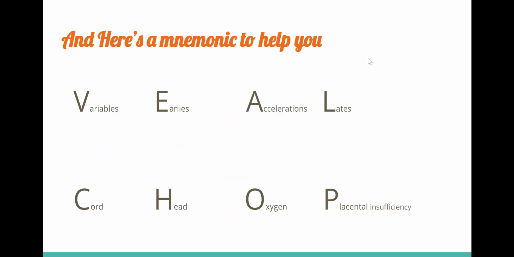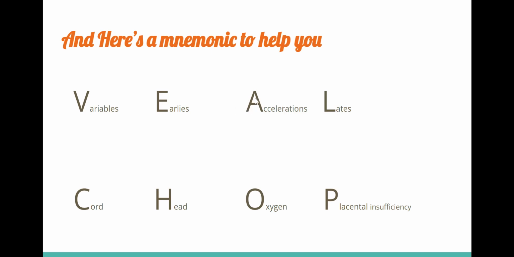Help me. Okay, so now here's the mnemonic, as I promised. Can I make this screen any bigger? No, I can't. So V for variables goes with the C in chop for cord compression. So the E in the word veal goes to the H in the word chop. Early decelerations mean head compression.